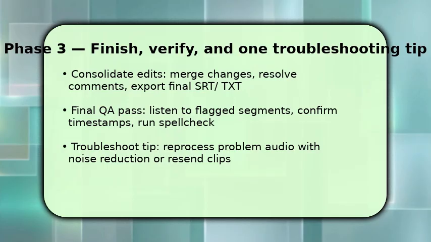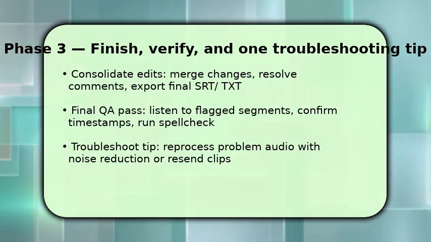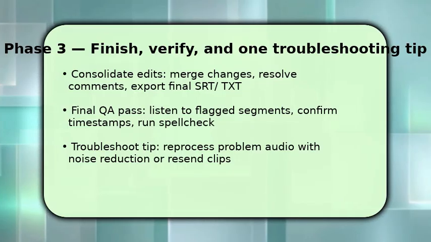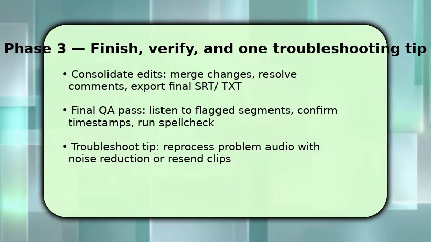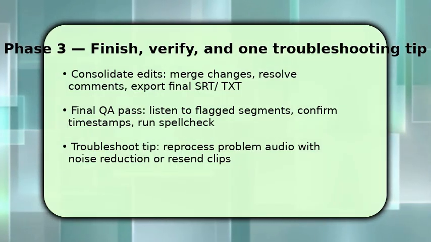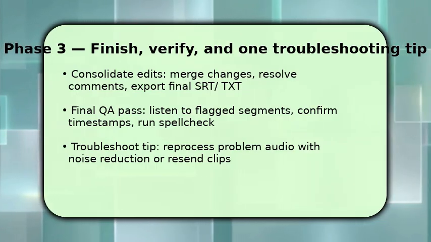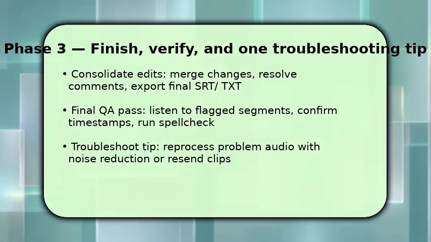Make a final QA pass. Listen only to flagged or unclear segments, confirm timestamps match spoken words, and run a spell check for names and technical terms. Once done, deliver the output and the style guide used so clients can reproduce results.